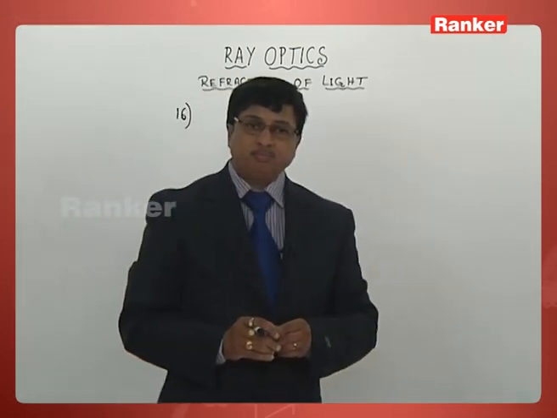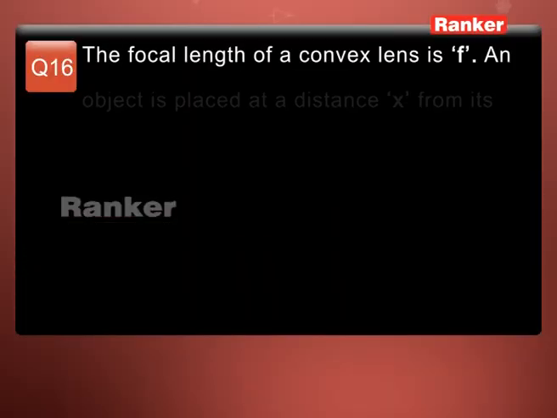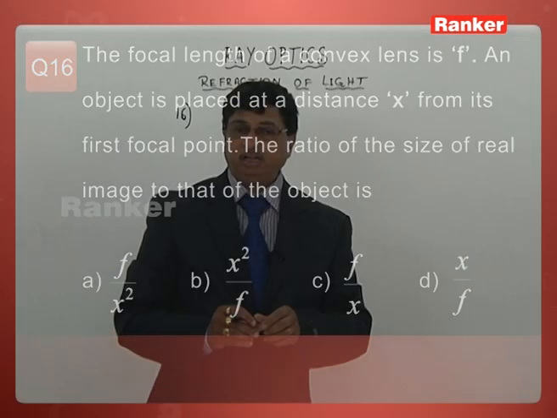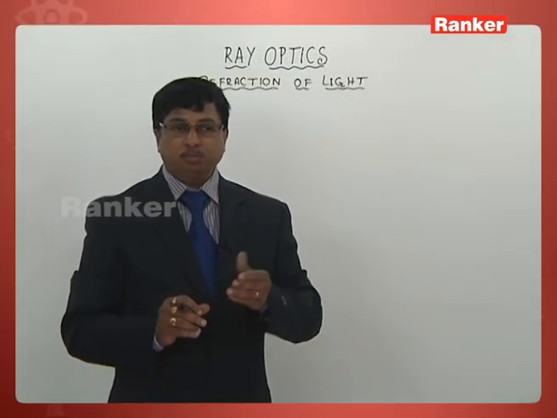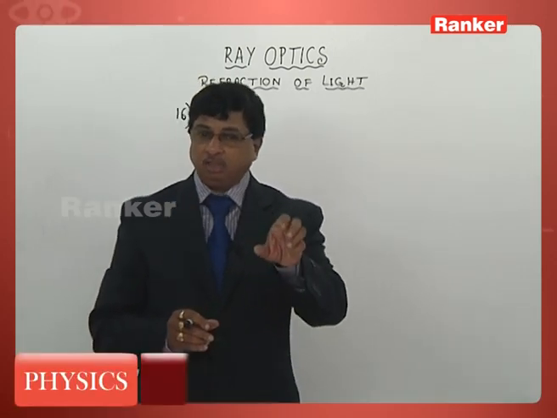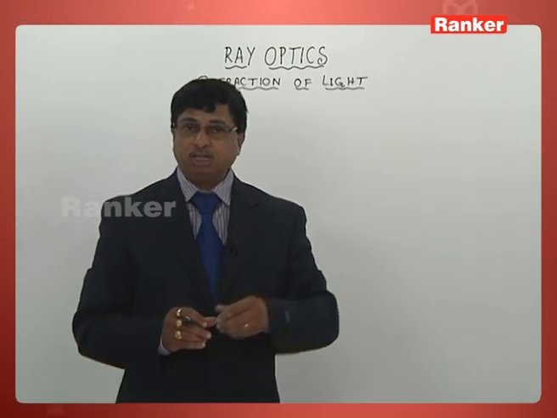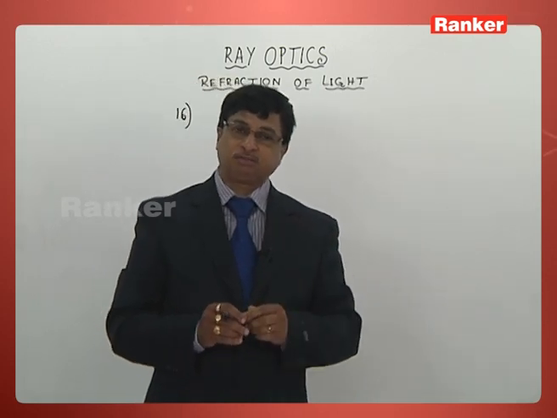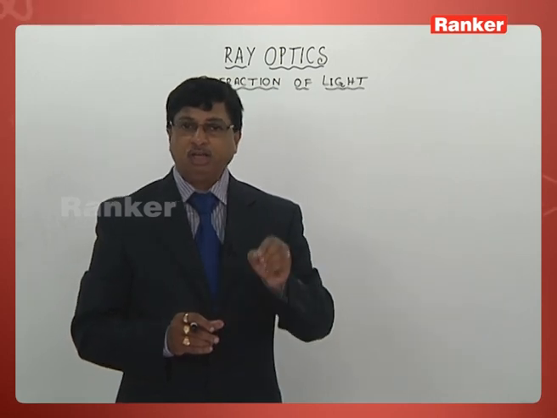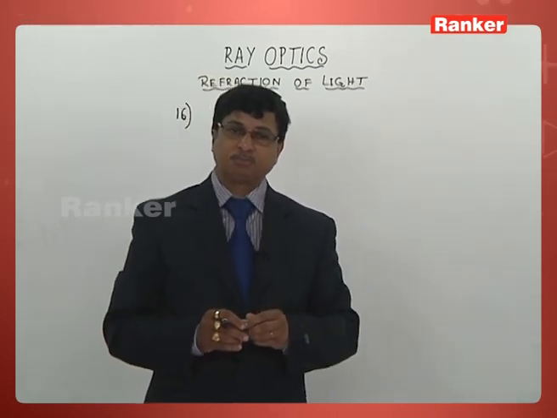Check the next number, problem 16. The focal length of a convex lens is f. An object is placed at a distance x from its first focal point. It is not u he is giving. Object distance usually would be taken as u. But he is not giving directly the value of u. He is talking about from the first focal point, the object distance is x. That means you can definitely understand the object distance in this case is f plus x, that is the concept.